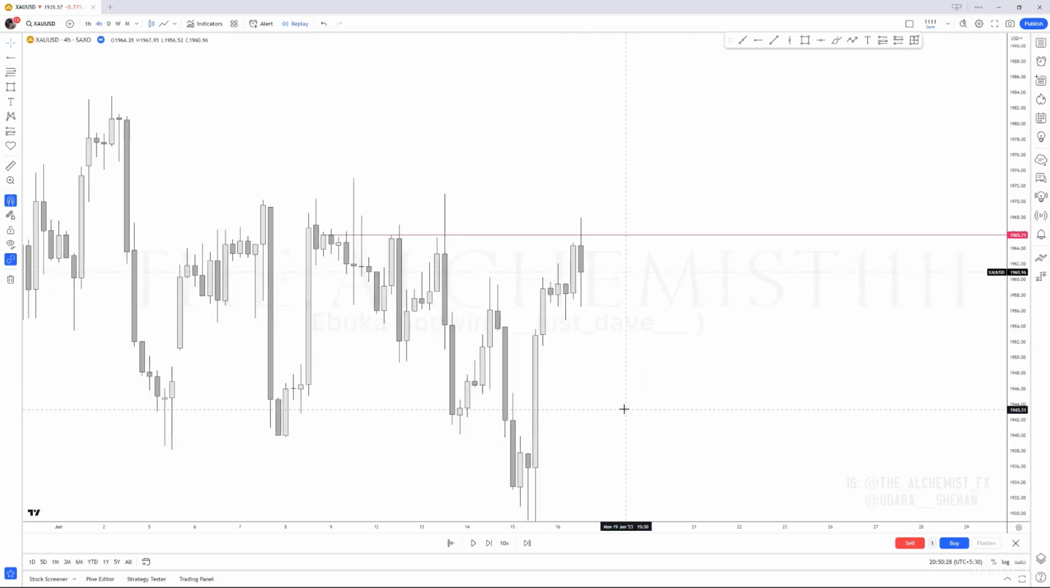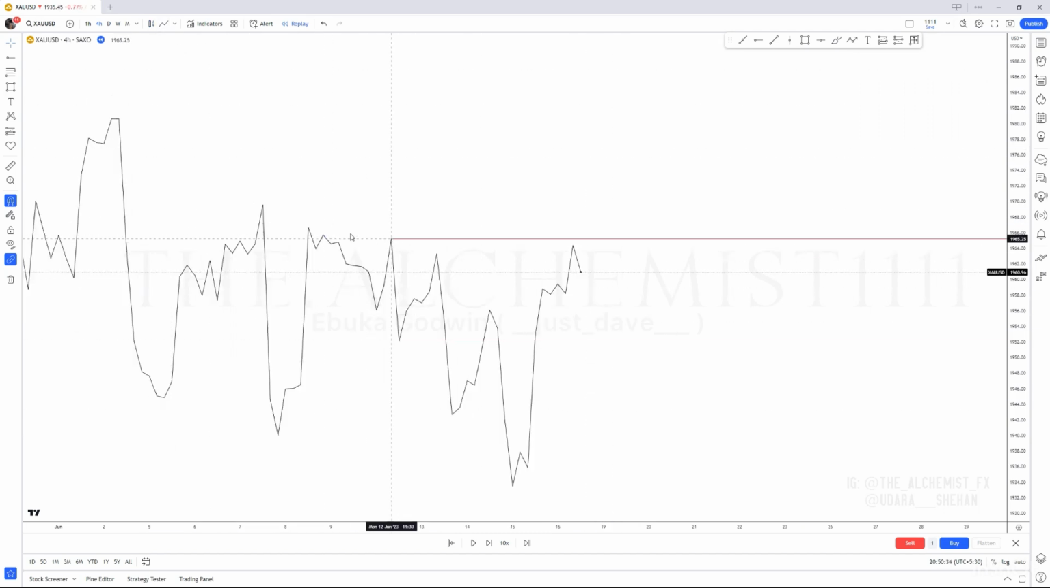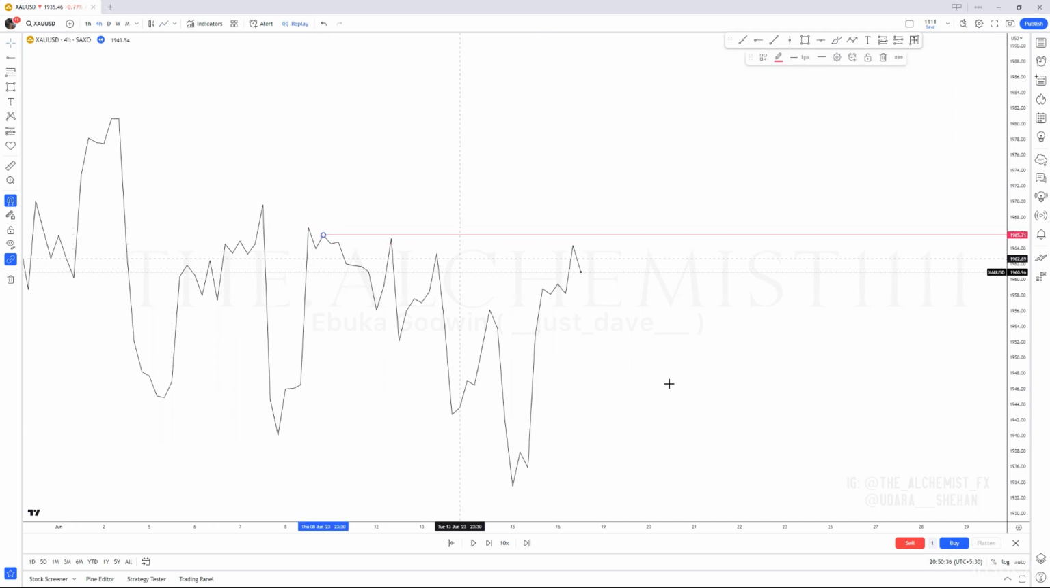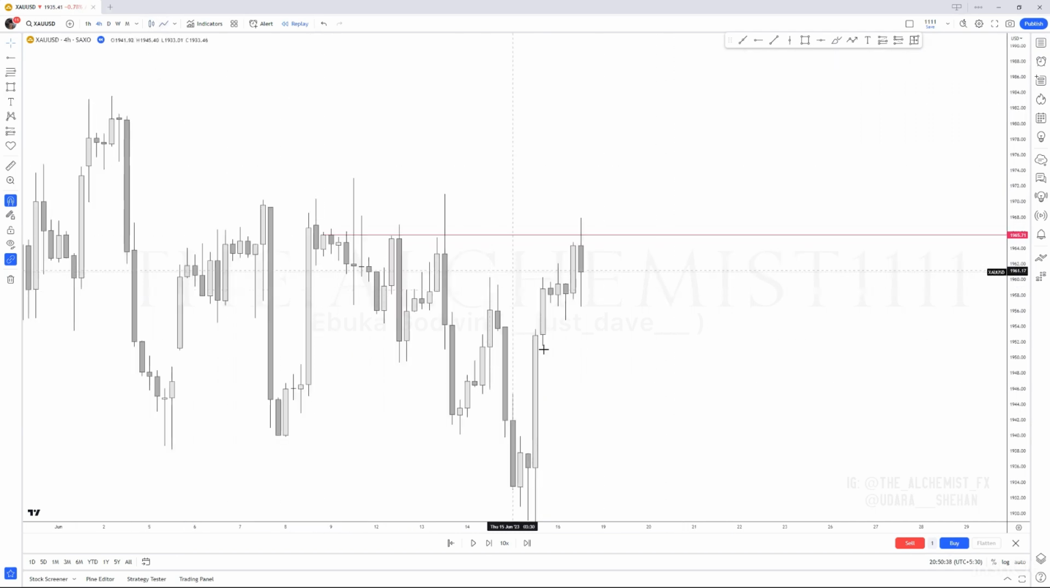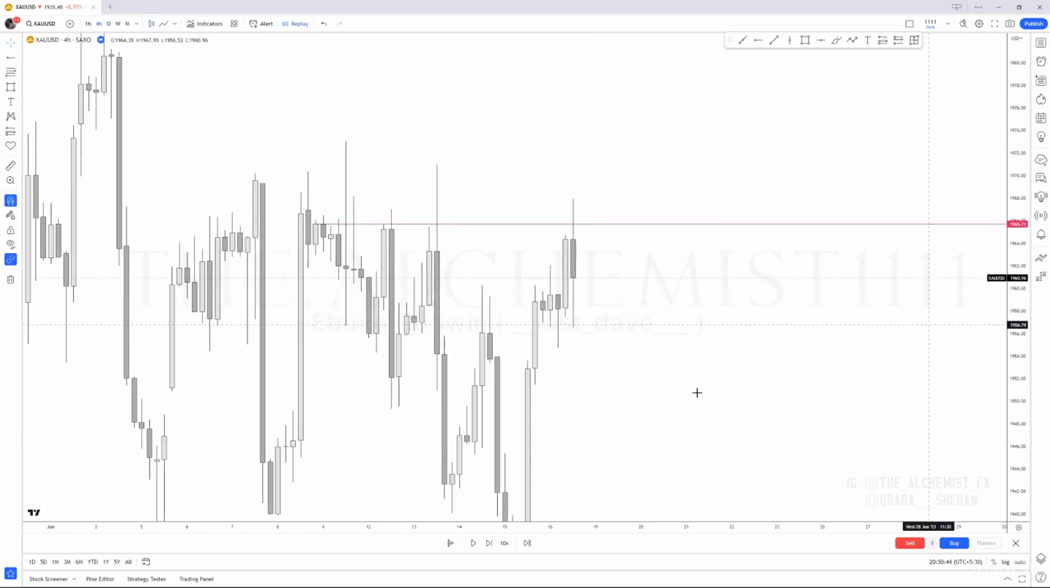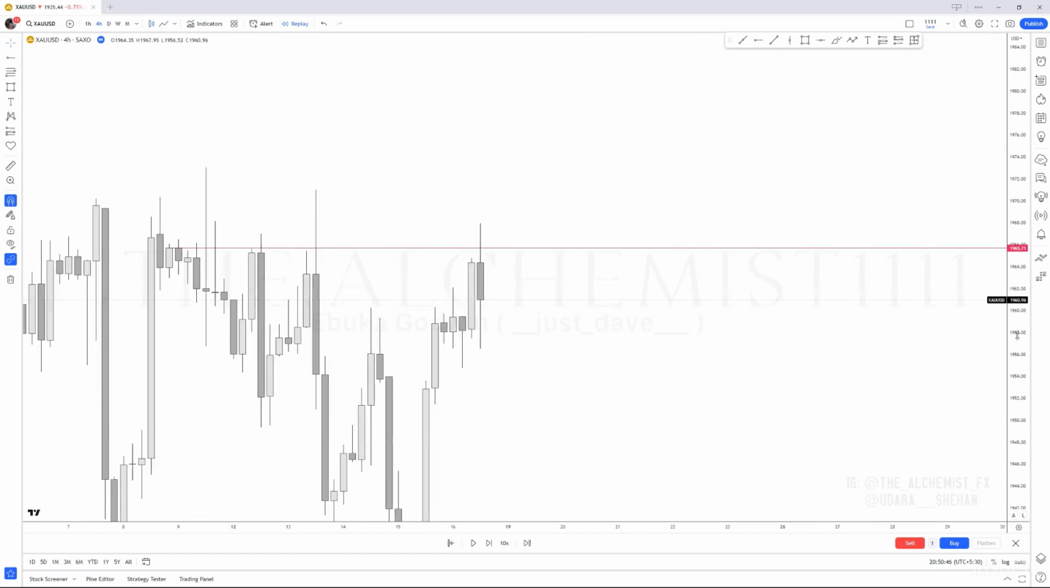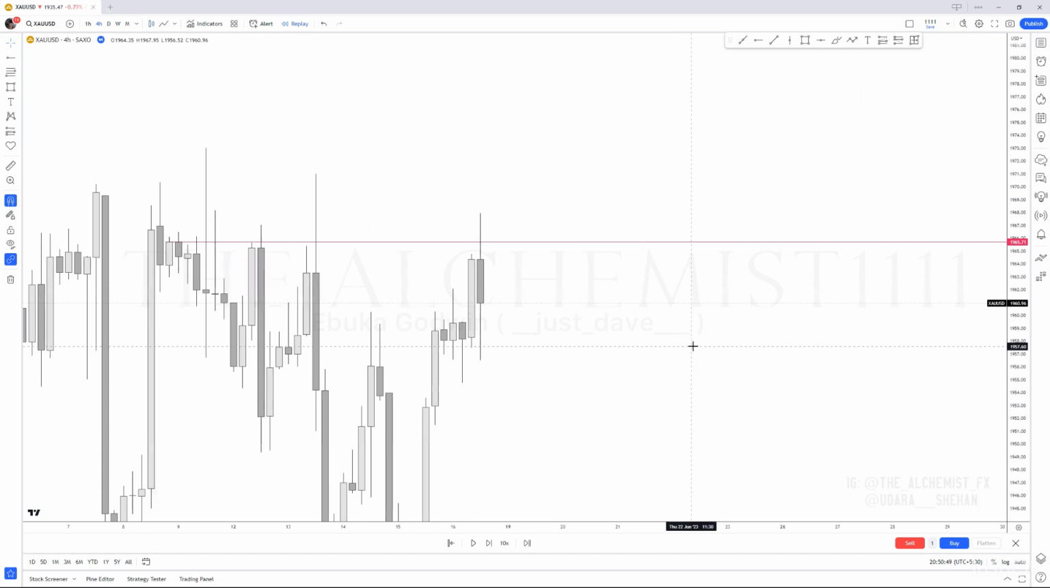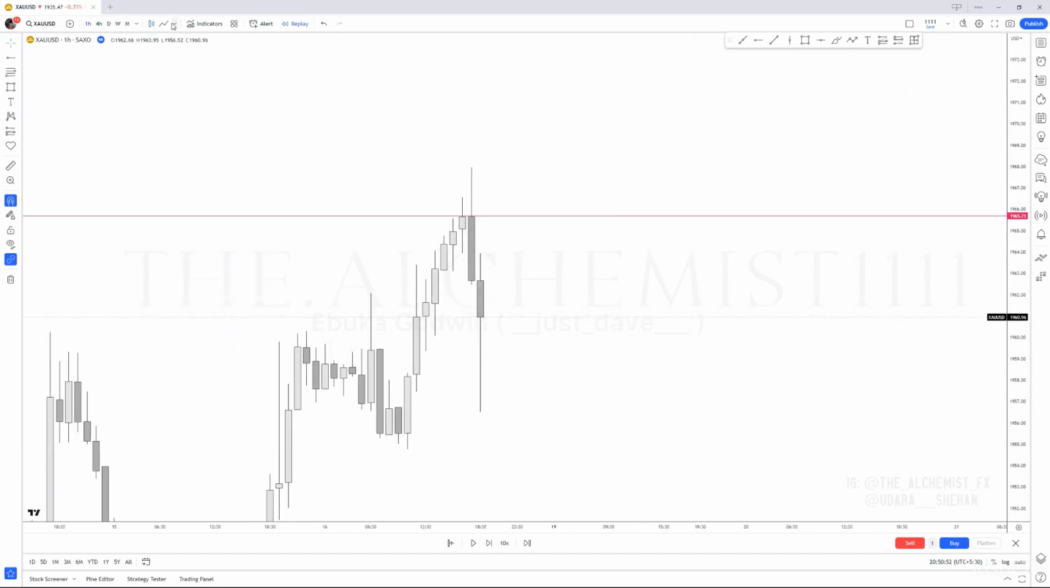H4 has to reject H4. We can clearly see how all of these are H4 resistance. We can see how H4 rejected H4. For the confirmation entry, it's a little bit different. You don't have to wait for structure breaks. You can use open close breaks. Now, if you go to H1, it breaks open close. Can you see it?